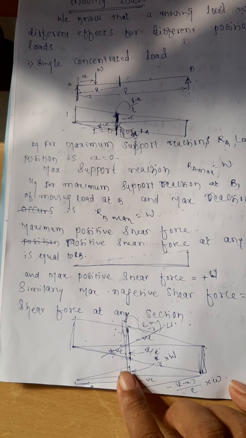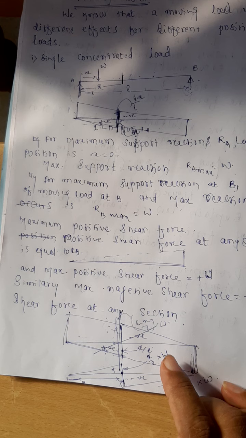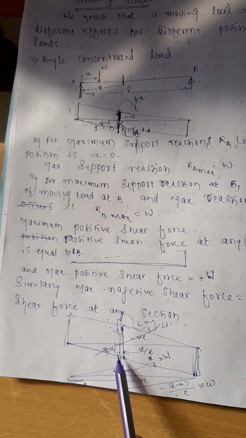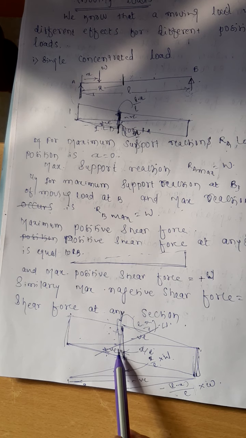RB is given by how much? x by L into W. And RA is given by L minus x divided by L into W. Now, I want this maximum positive shear force. Can you imagine when this shear force will be maximum? When this shear force will be maximum, just imagine.